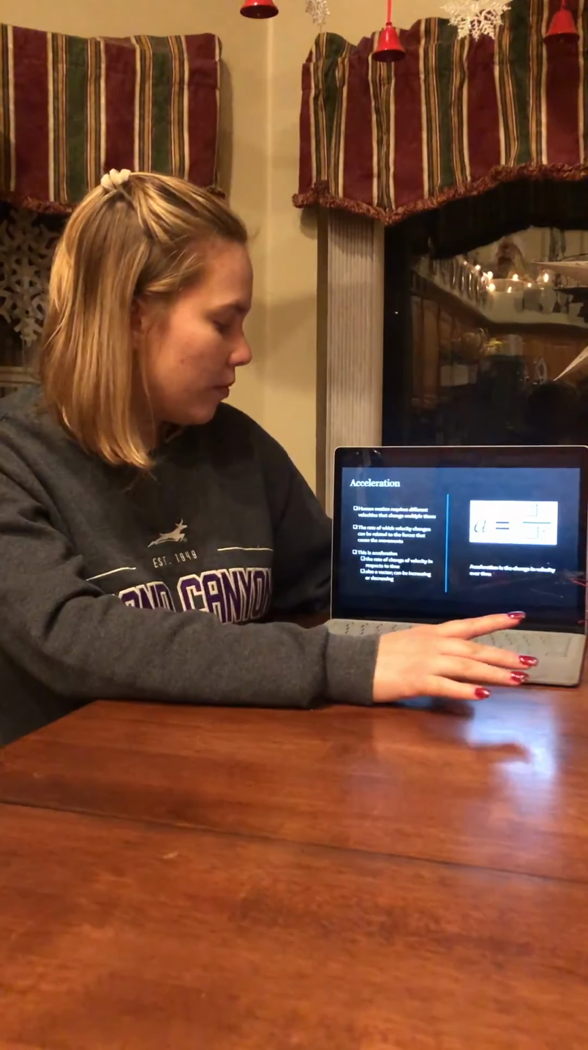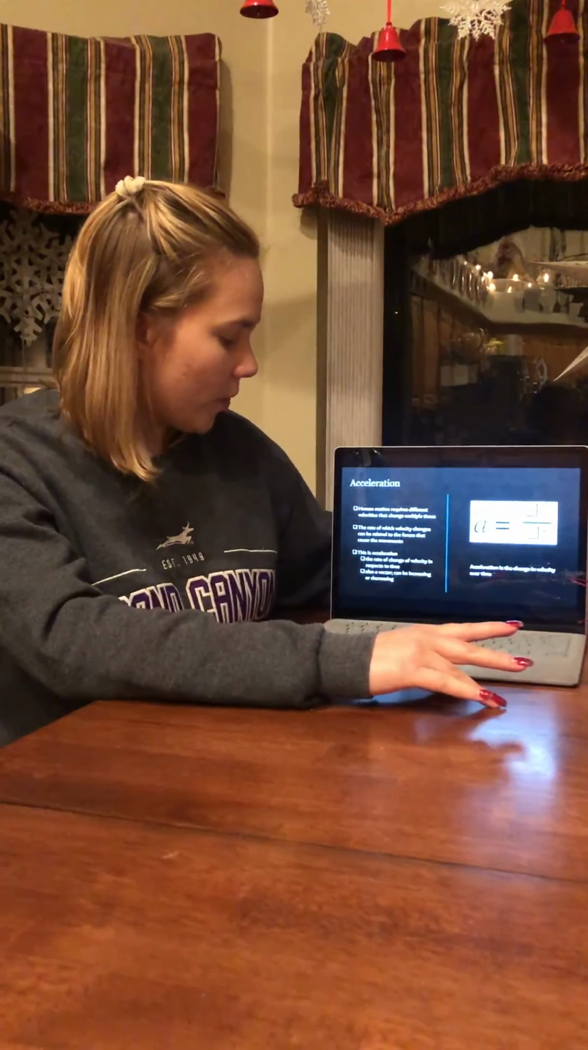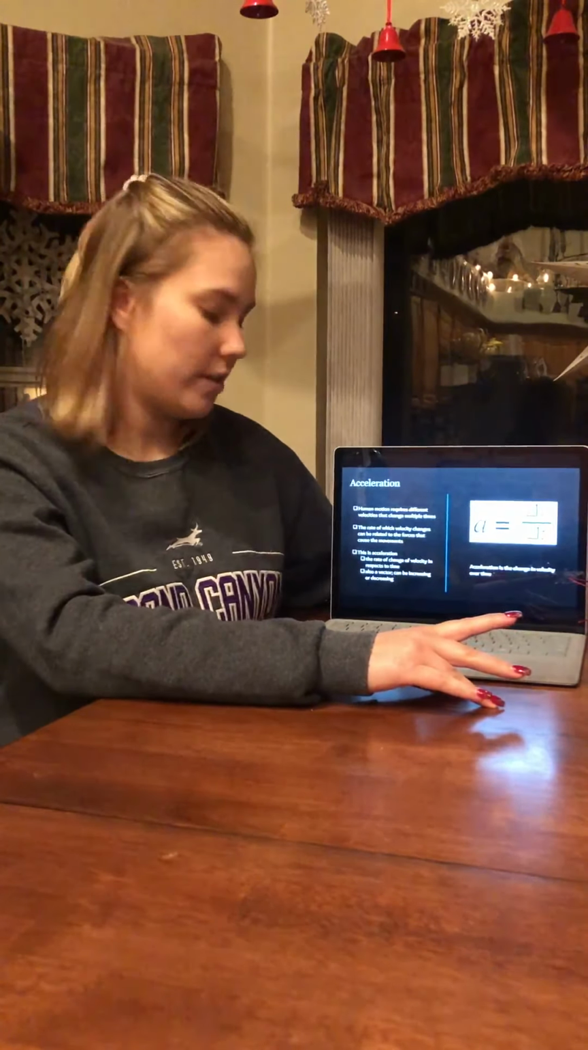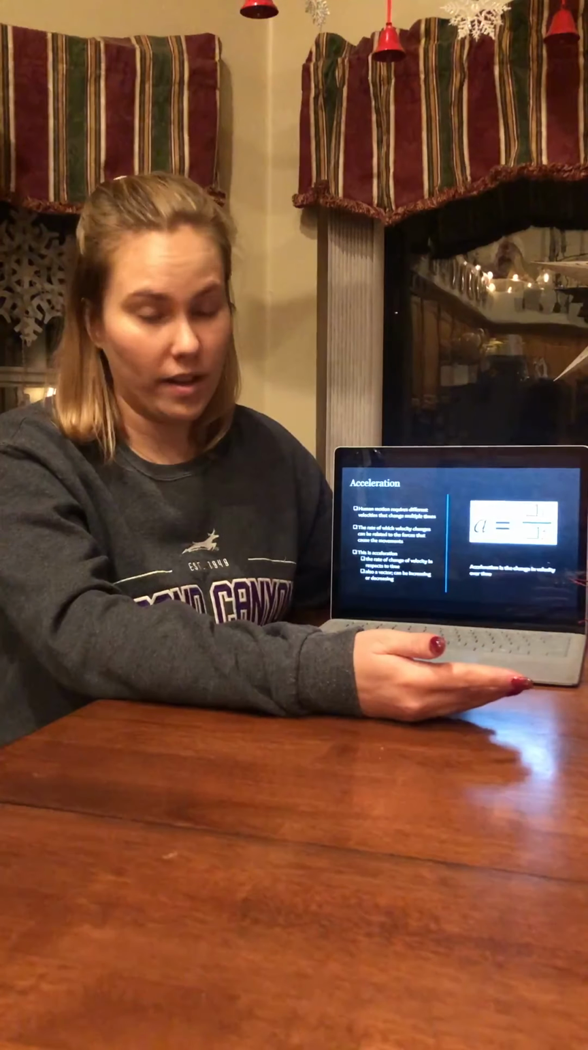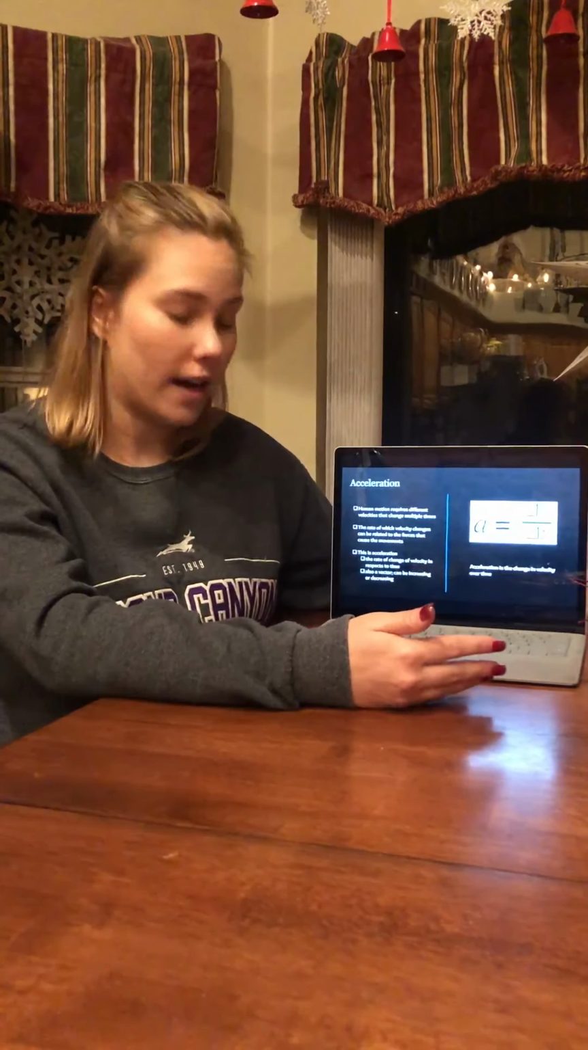Acceleration. Human motion requires different velocities that change multiple times. The rate at which velocity changes can be related to the forces that cause those movements. This is acceleration, the rate of change of velocity with respect to time.